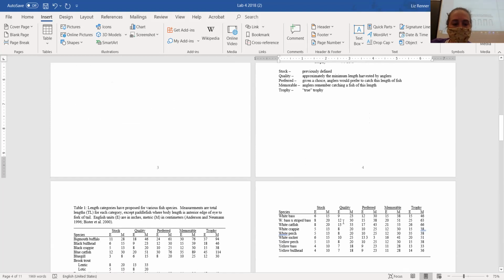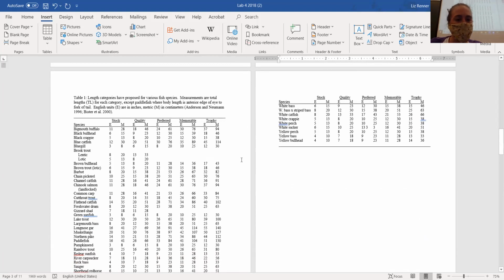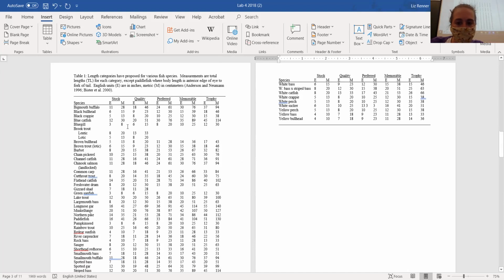All right, so here's what we needed actually. Here are the length categories proposed for various fish species. This is all total length for each category, in inches, mind you. English units are in inches, metric units are in centimeters. So it's got stock, quality, preferred, memorable, and trophy for all these species.